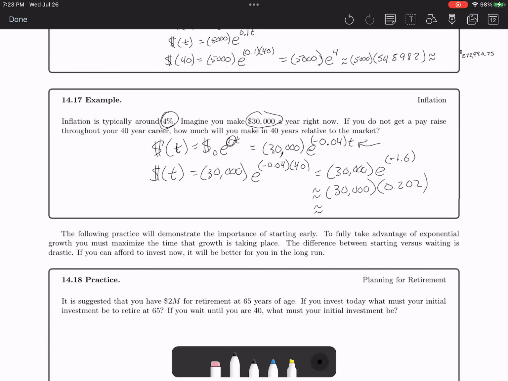And now if we multiply by our initial value, 30,000, that gives us 6,056 and some change. So right now you're making $30,000. If you never ask for a raise and you lose 4% across a 40-year career, then relative to everybody else around you, you're going to be only making $6,000.